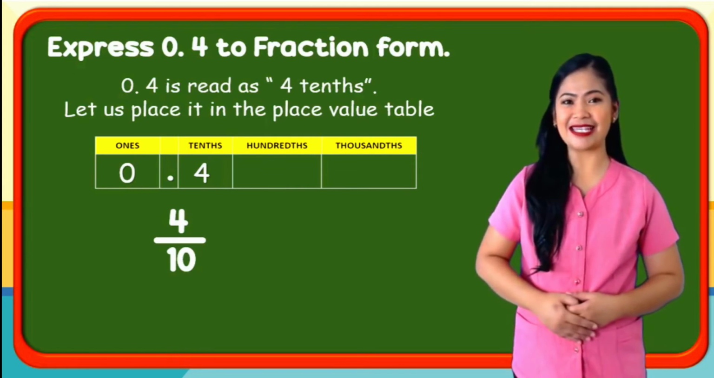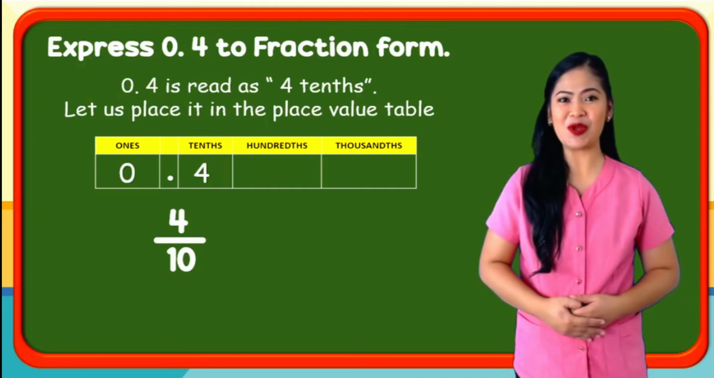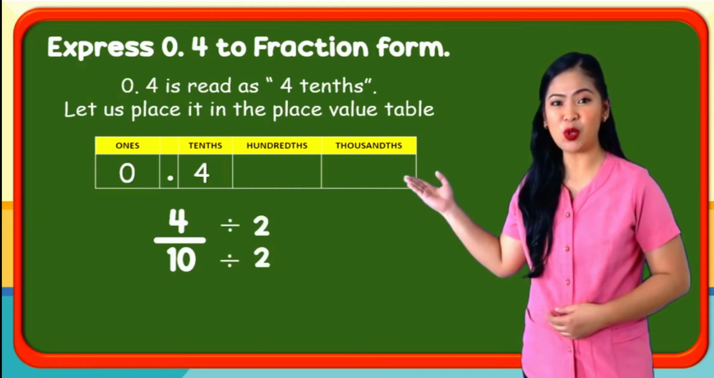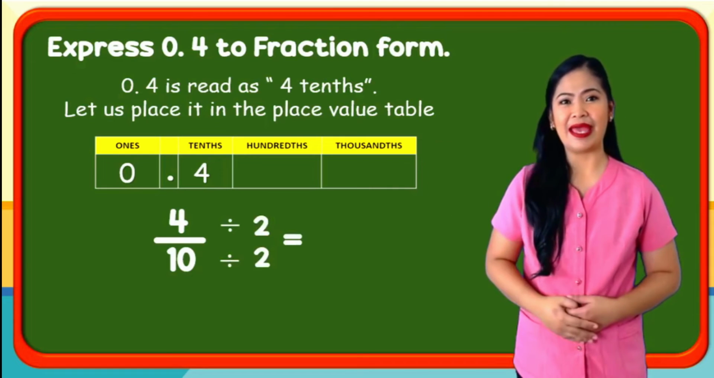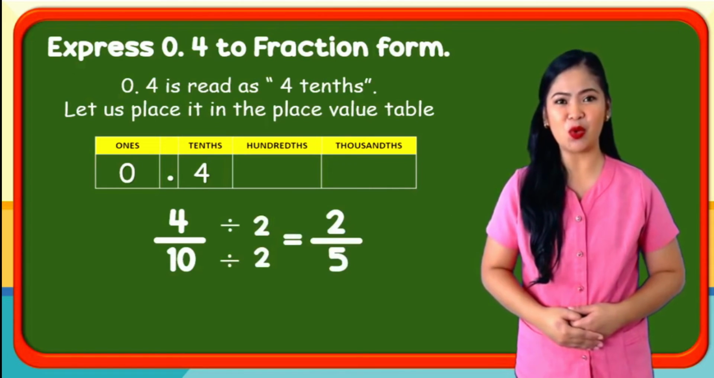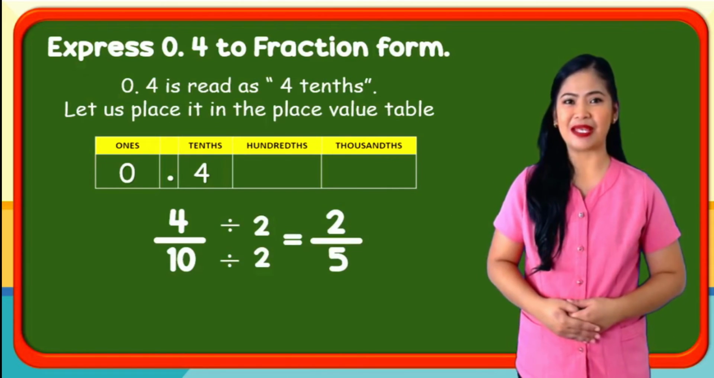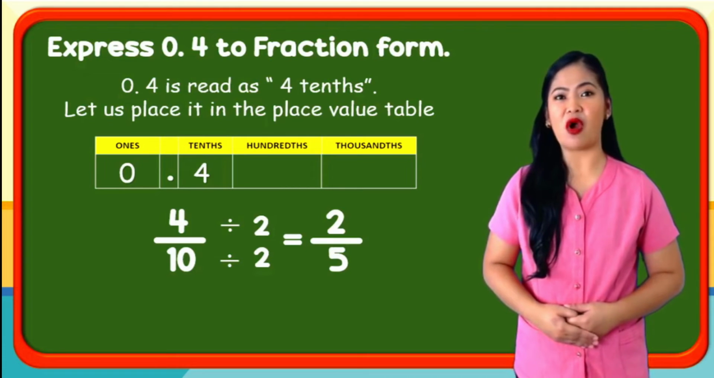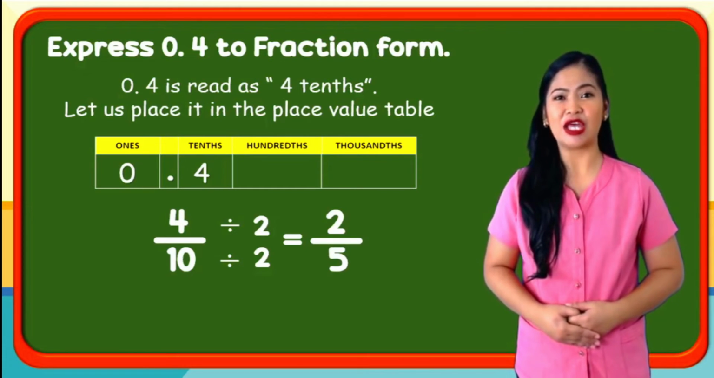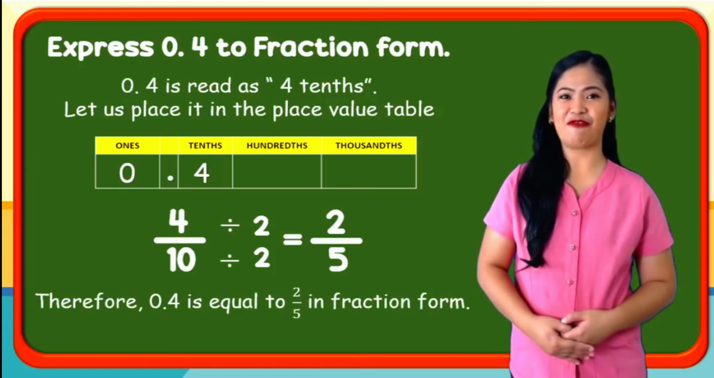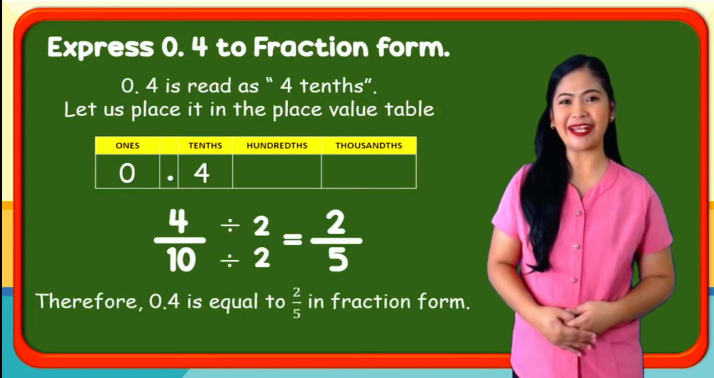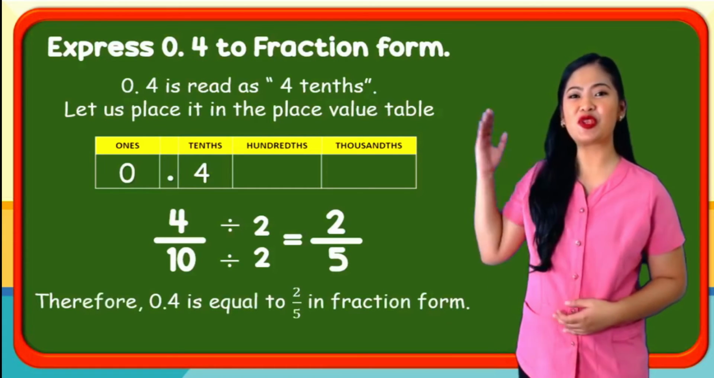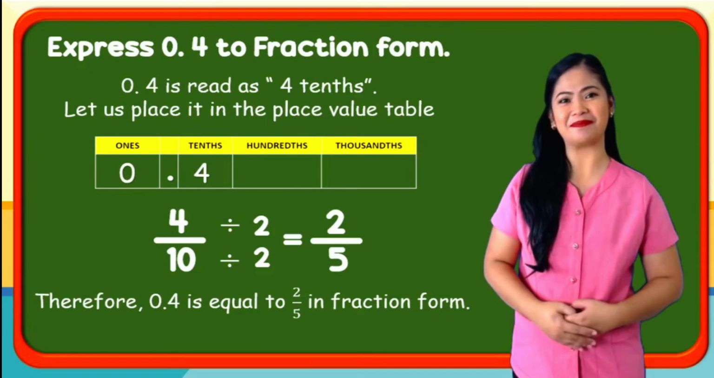Correct. It is 2. So, dividing 4 by 2 will give us 2. And dividing 10 by 2 will give us 5. So, the lowest term of 4/10 is 2/5. Therefore, 0.4 or 4/10 is equal to 2/5 in fraction form.